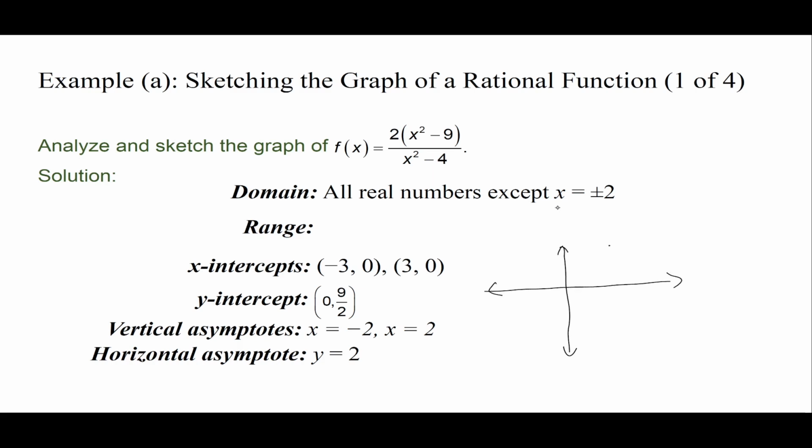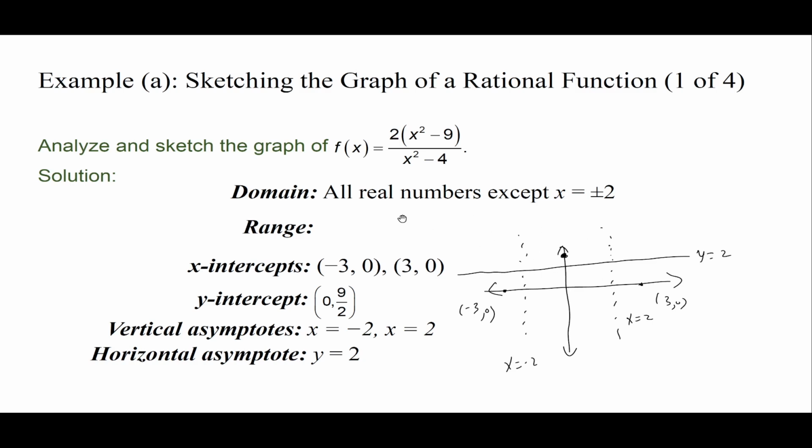So we know there is a vertical asymptote at x equal to 2 and at x equal to -2. We know the graph is passing through the points (3, 0) and (-3, 0). We know there is a horizontal asymptote at y equal to 2. So this is the horizontal asymptote. And now we know the y-intercept is at (0, 9/2). 9/2 is greater than 2, so somewhere here the graph is passing through this point. So we already know this information, but that's not enough. We need to use calculus to complete the graph.